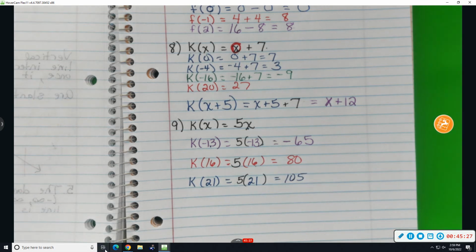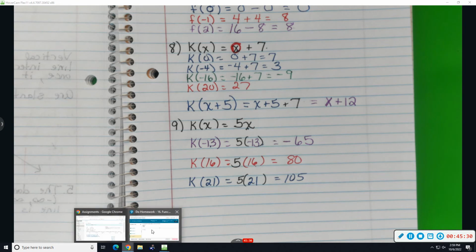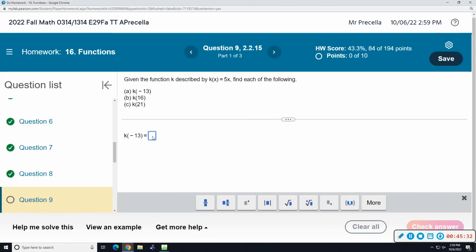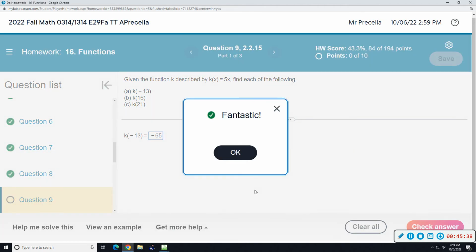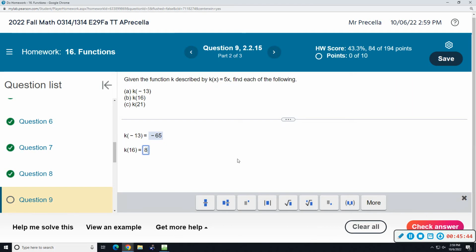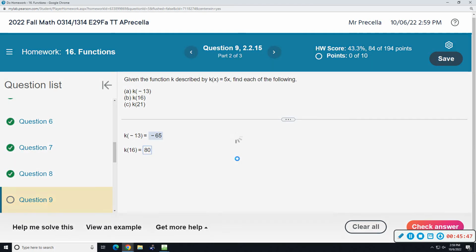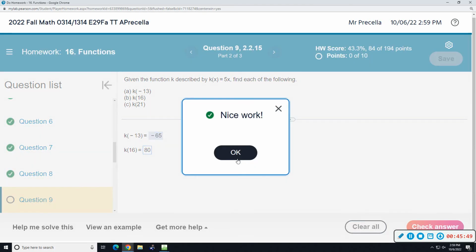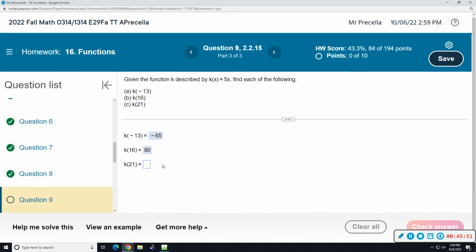Again, this is one of those problems you could do probably without writing it out like I am. Let's see, negative 65. Is that an 80? And what was that other one? 105?